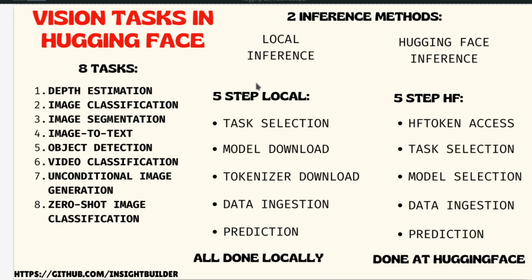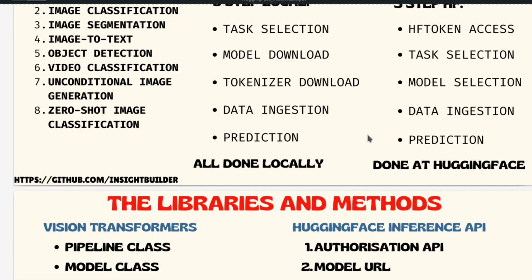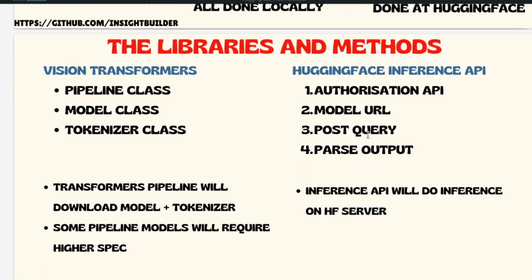Now that I have given an overall picture about the tasks that we are going to deal with, the models that we are going to work with, and also how we are going to get the inference, let us go to the next step. In order to do Huggingface inference, there is a separate API. If you want to do local inference, you can use the transformers pipeline class, model class, and tokenizer class. There is something called auto model and auto tokenizer class that I'll be showing you in the Colab notebook in a couple of minutes.